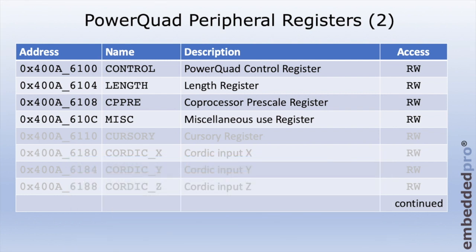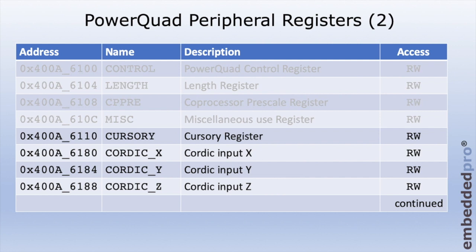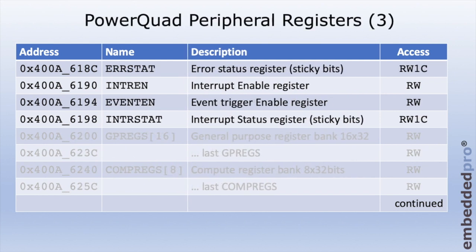Many of these advanced arithmetic functions have a number of inputs. For example, the fast Fourier transform may operate on 128 inputs or 256. In the case of matrix operations, we need to tell the matrix engine the dimensions of the matrices. We pass this in the length register. Moving on, there's a set of registers for the CORDIC engine and then some status registers. These are the error status register, an interrupt enable register, the event trigger enable register, and then there's the interrupt status register.